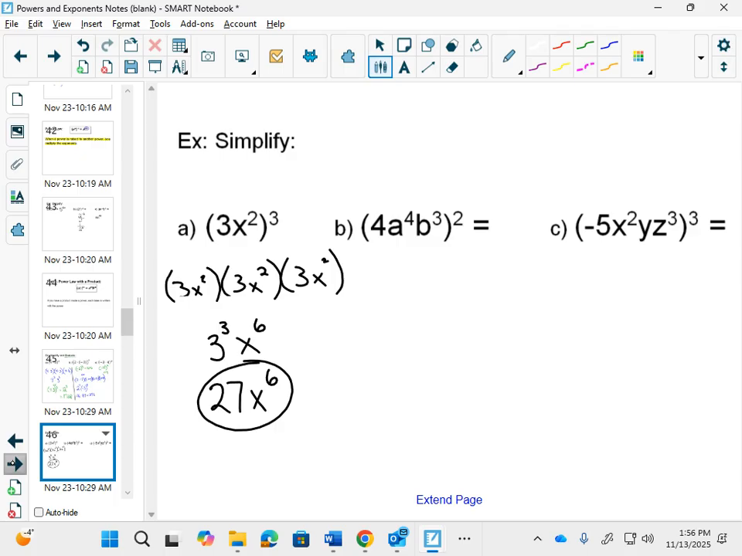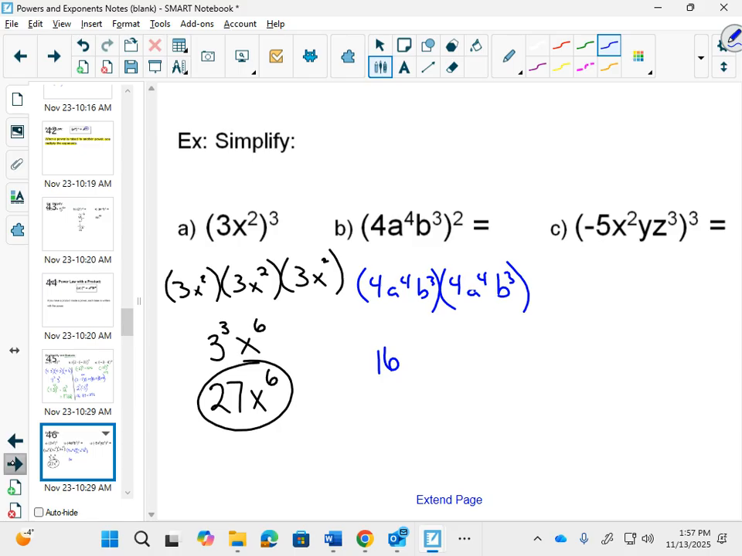I'll do the next one in blue. If it's squared, that means you have this twice. That's what squaring means. But it takes up so much space. 4 times 4 is 16. How many a's are you going to have? You have 4 here, you have 4 there, and they're all multiplied together.